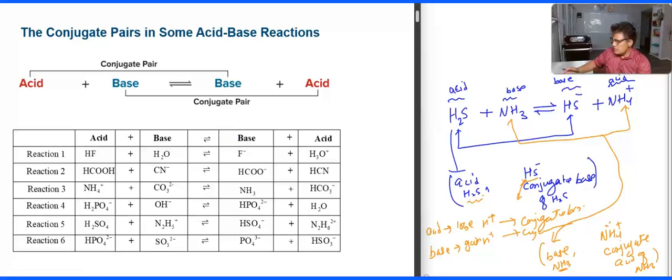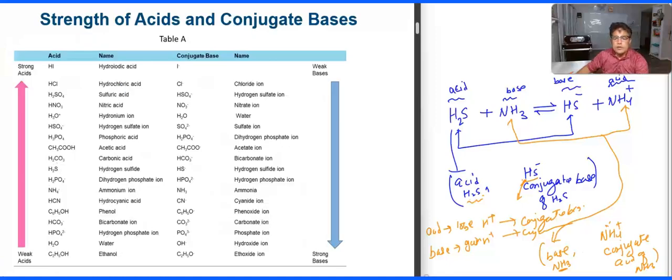Okay, let's go further. Now look at some examples: hydroiodic acid, hydrochloric acid, H2SO4, lots of acids. Whatever is lower in the list are the weak acids, and whatever is higher up are strong. H3O plus is stronger than acetic acid, H2PO4 minus is stronger than water, HCO3 minus is stronger than HPO4 2 minus, right?